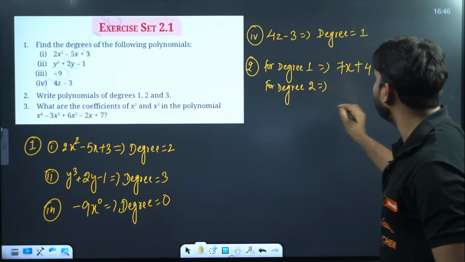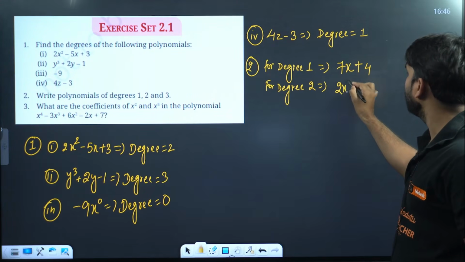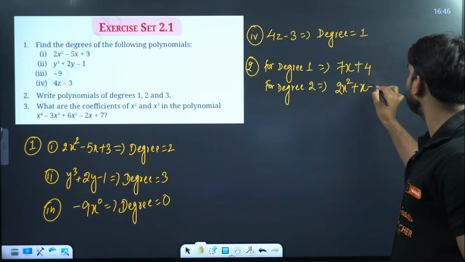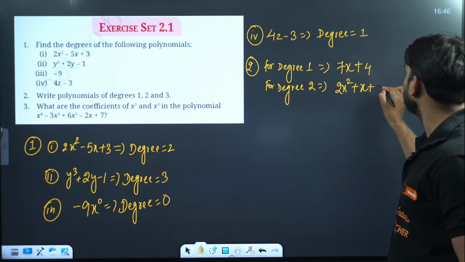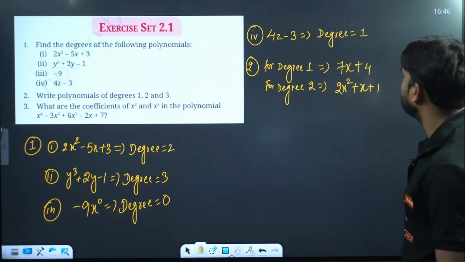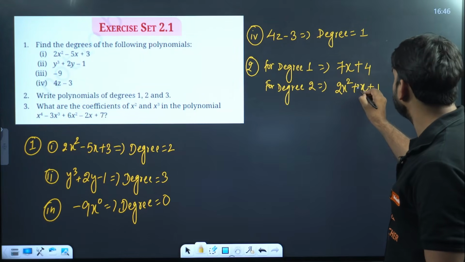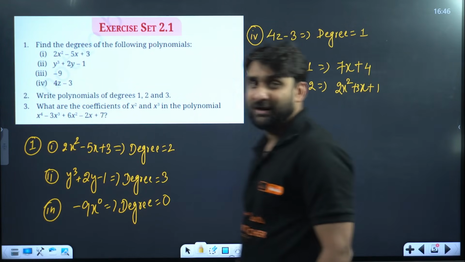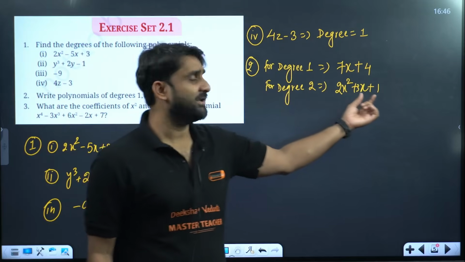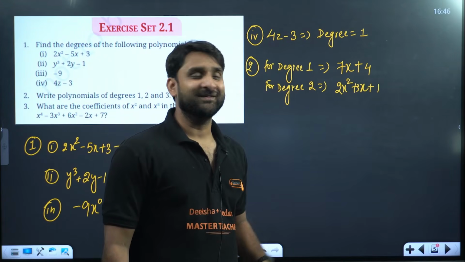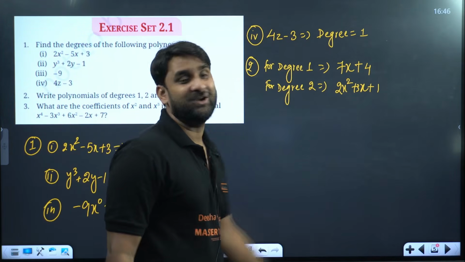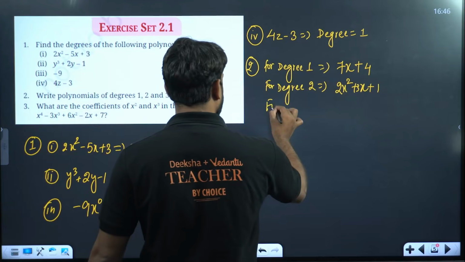For degree 2 we can write 2x square plus x plus 1. Let's write 3 here to make the equation valid: 2x square plus 3x plus 1. Now what is the degree here? The degree is 2. The highest power is called the degree. Now for degree 3.